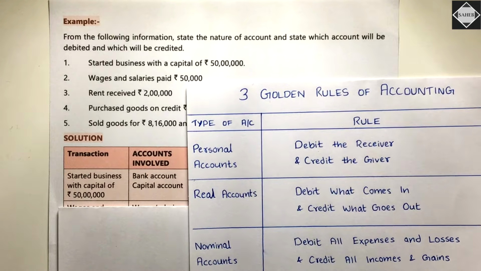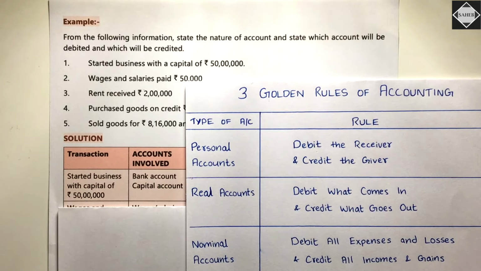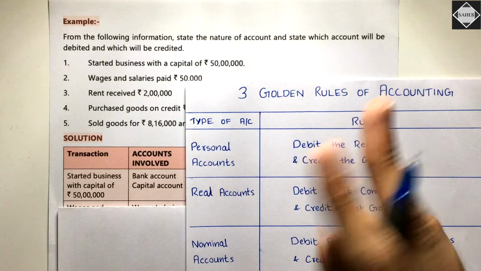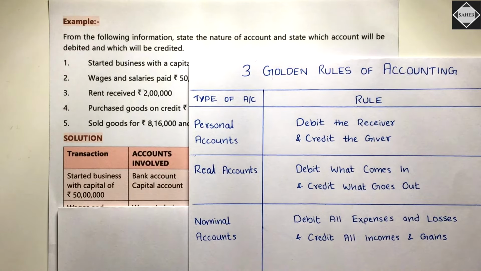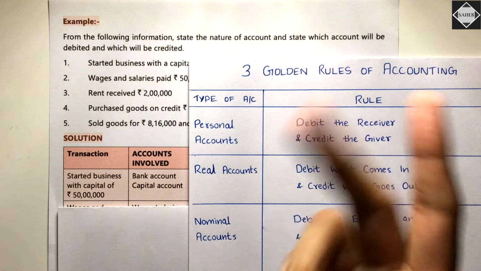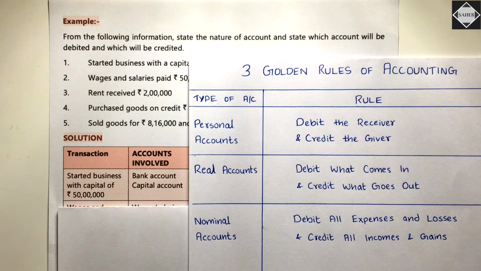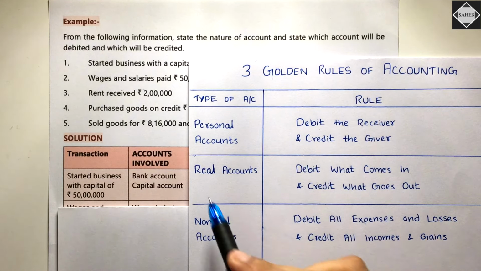Okay, let's talk about bank account. Is bank an expense or income? It's definitely not an expense or income, right? So it cannot fall under nominal account category. And it's also not a tangible or intangible asset, so it cannot fall under real account category also. It has to fall under personal accounts category.